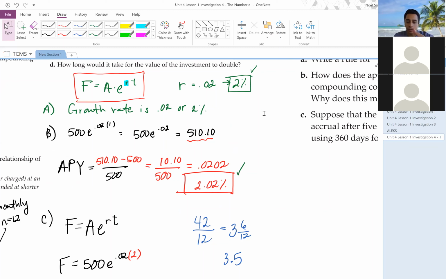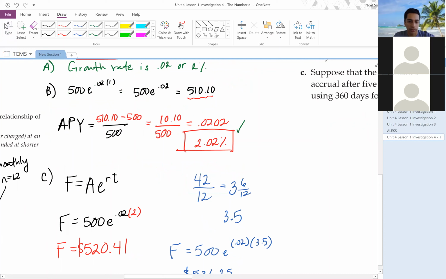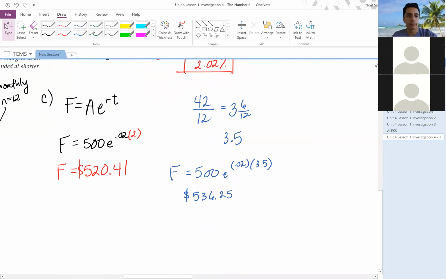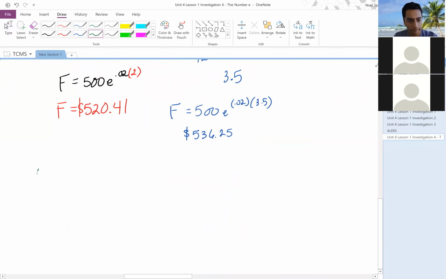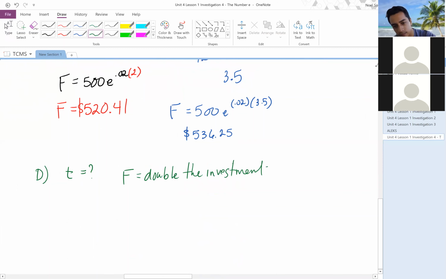Well, if the original investment was 500, then we're looking to see the final value should reach 1,000, right? Because that's double of 500. So for part D, okay, we're solving for time. We don't know, okay? But the final value will be double the investment. So if the initial investment was 500, like I said, then F is going to equal 1,000, right?